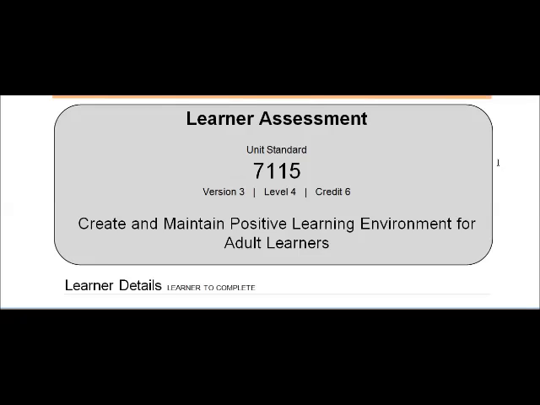So here on the front cover we have just a bit of background. This is a level 4 unit standard, and it's 6 credits. If you're working towards your National Certificate in Adult Education and Training, those 6 credits will count towards that qualification.